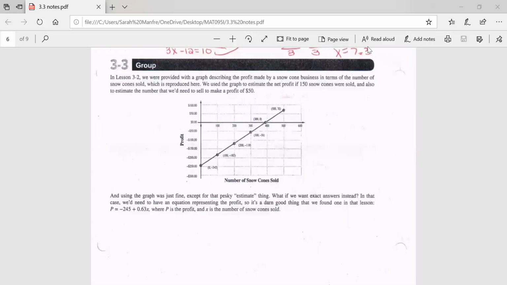All right, so picking back up where we left off, this is section 3.3, the group work section. Hopefully you had a chance to go through it. Check your answers. If you have any questions, listen to the video, let me know, reach out to me.